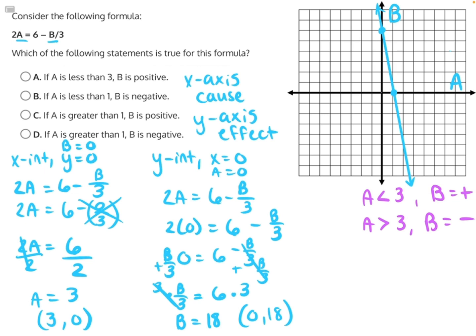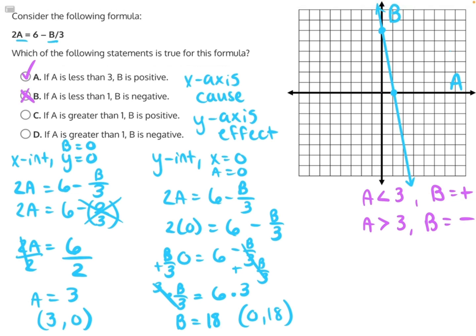Answer choice A says if a is less than 3, b is positive. Well, that perfectly matches the first statement we wrote, right? When a is less than 3, all of our b values are positive. So that is very likely our correct answer. But let's go through our other answers just to make sure. B says if a is less than 1, 1 would be right about here, b is negative. Well, we already said that all of the values less than 3 are going to be positive. So that means if we start where a equals 1, we're still going to have all positive b values, not negative, so it's not B.